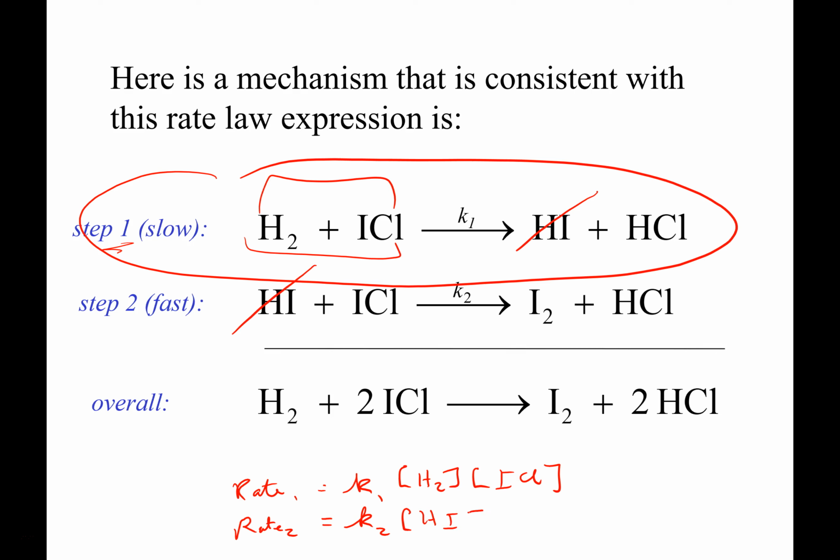And the other thing, and this is a good example of why we need Monday: if this step was slow, I would go rate 2 is equal to the molar concentration of HI times the molar concentration of ICl, both raised to the first power because those are your stoichiometric coefficients. I could not stop here because I have an intermediate. So I'm going to show you how to fix that.